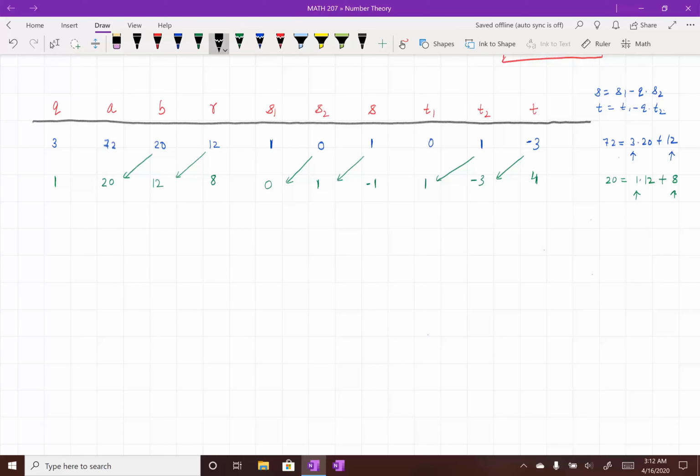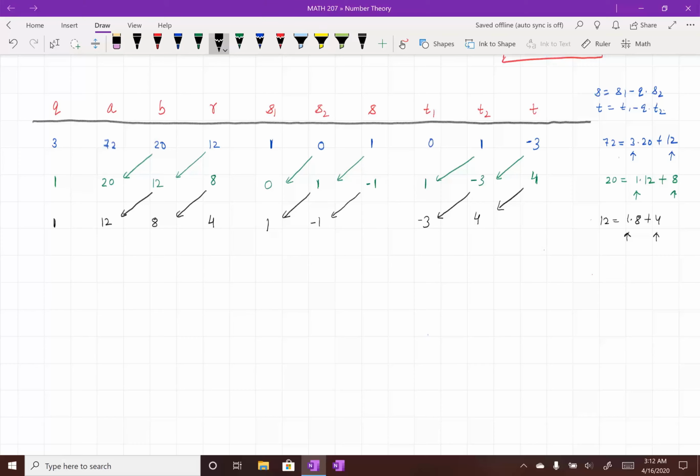Then again I will do the shifting. My A will be equal to 12 now, and B is equal to 8. The value of S1 is 1, the value of S2 is minus 1, the value of T1 is minus 3, and the value of T2 is equal to 4. Again I follow the similar procedure. For A equal to 12 and B equal to 8, I can write 12 as 1 times 8 plus 4. So my quotient is 1 and the remainder is 4.